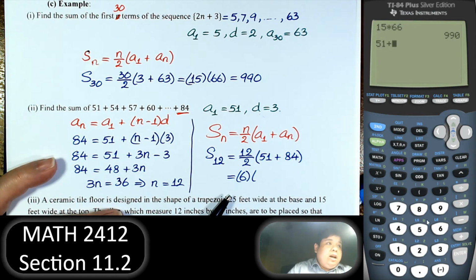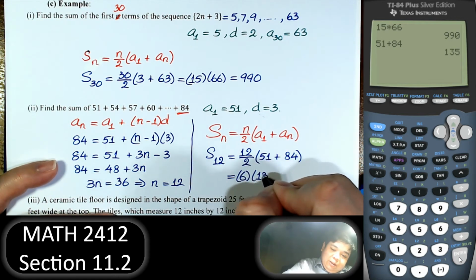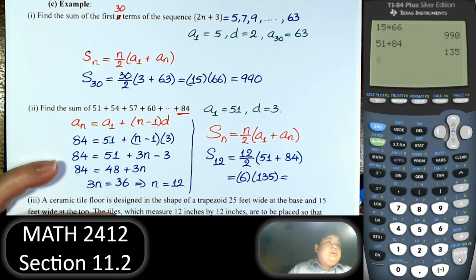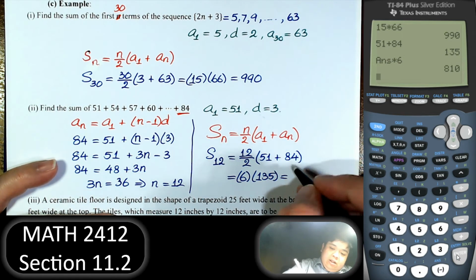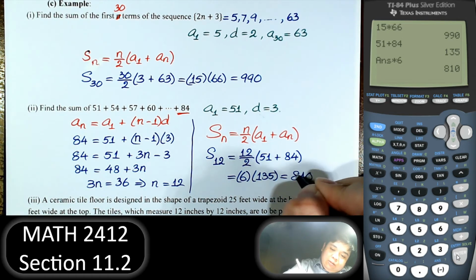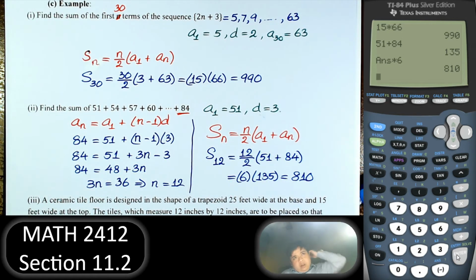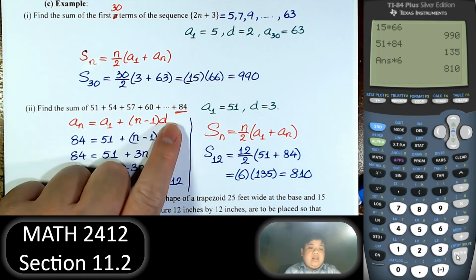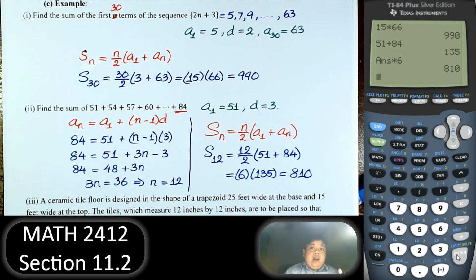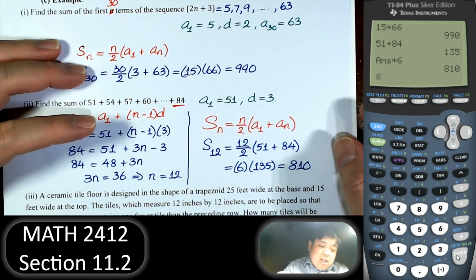51 plus 84 is 135, times 6 is 810. So that's pretty simple and straightforward. If we know the first term, we know the end term, and we know how many terms there are in the sequence, that gives us the sum.